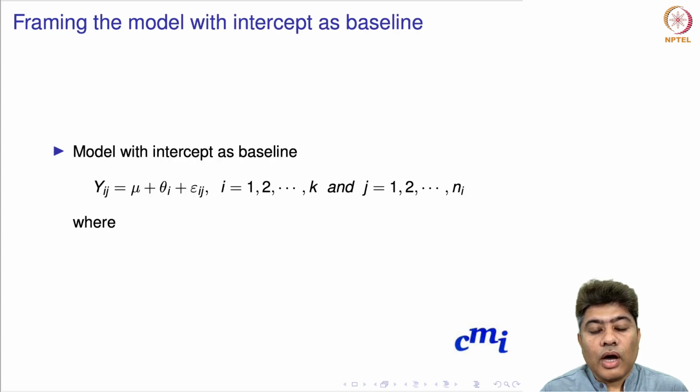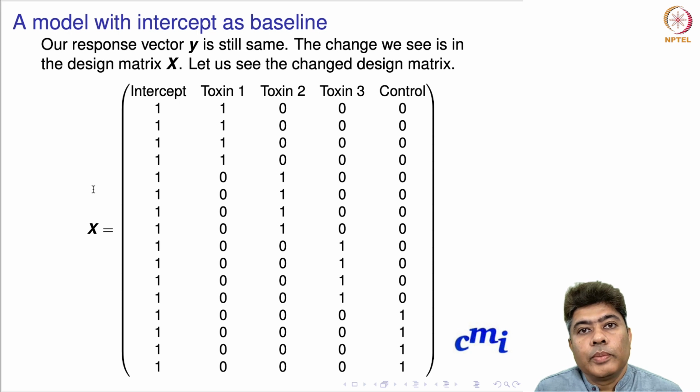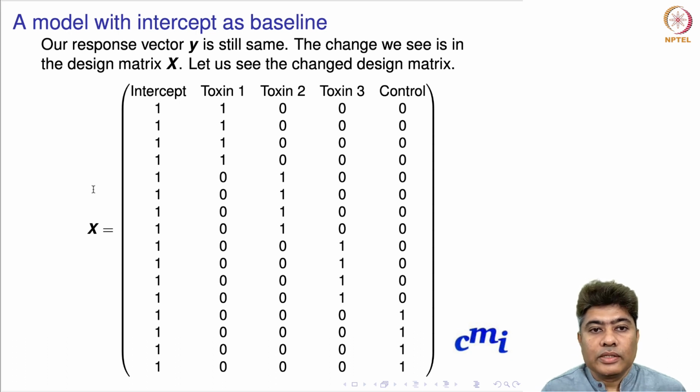So now we are going to consider a model with intercept as baseline. There will be a baseline effect mu, and then some toxin level effect theta i, plus some noise variation epsilon ij. That is what we are considering as y ij. Our response vector y is still the same. The change we see is in the design matrix. Let us see the changed design matrix.